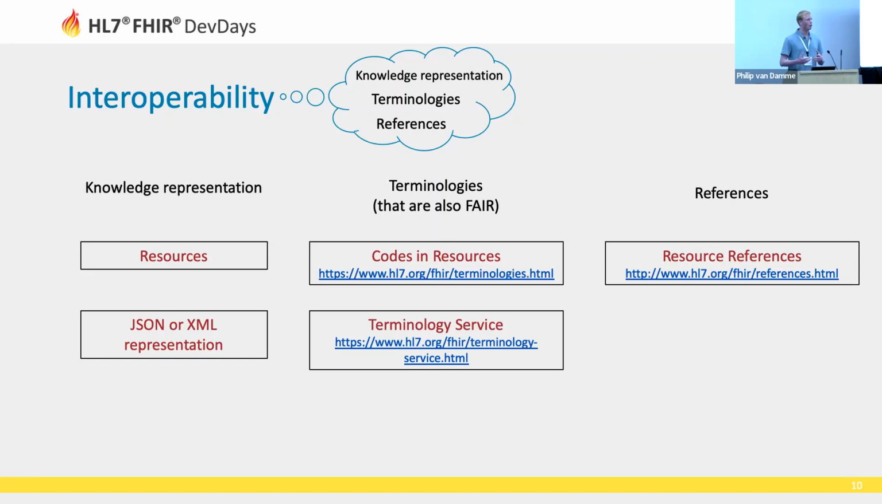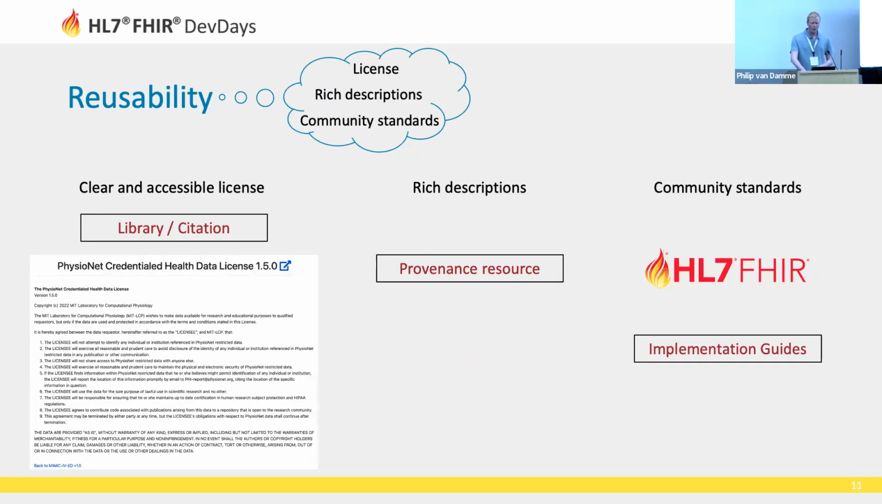Terminologies are an important part of FHIR. If you use codes in your resources, then you are applying terminologies. The terminologies themselves should also be FHIR, so if you use a terminology service, that makes sure that the URLs you use to reference the codes are themselves also FHIR. For references to other data, if you use FHIR resources that reference other resources, that's basically the solution to that. Then reusability.